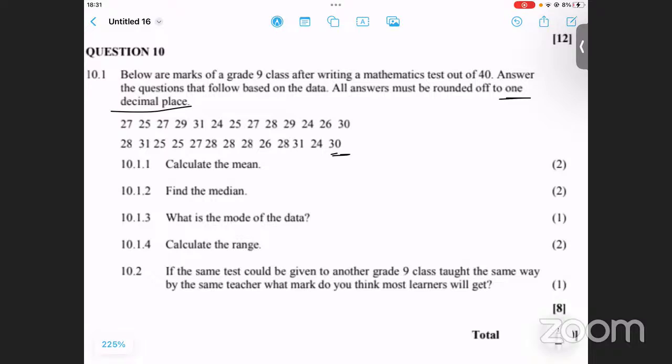Okay, let's go to Nyaki. Nyaki, what's the first thing that I said we must do when we have data like this? Ma'am, rearrange it. Perfect. And when we are rearranging it, what is the first number that we're going to have? What is the smallest number here? Ma'am, I think it's 24.